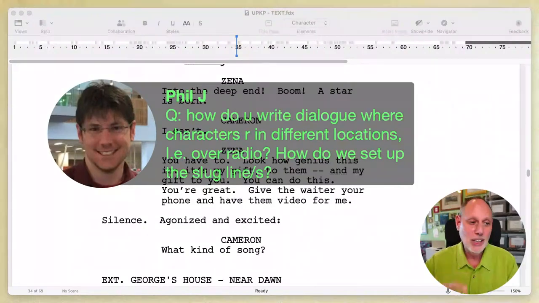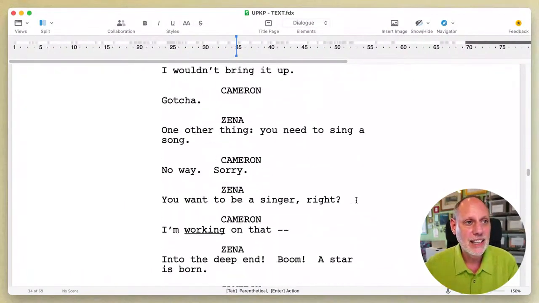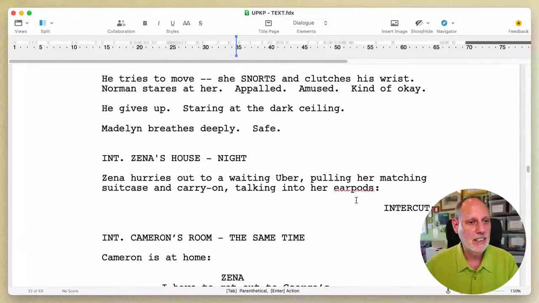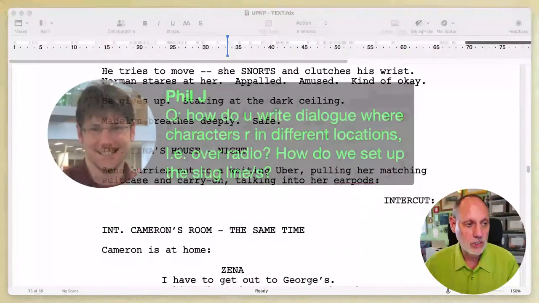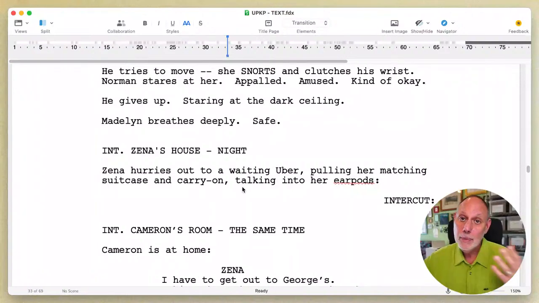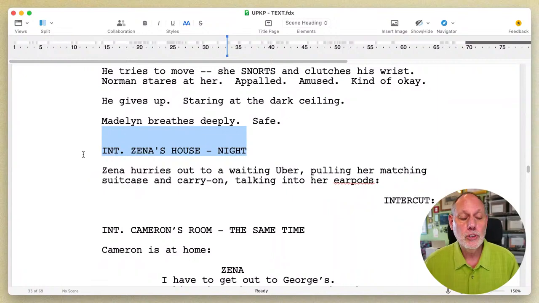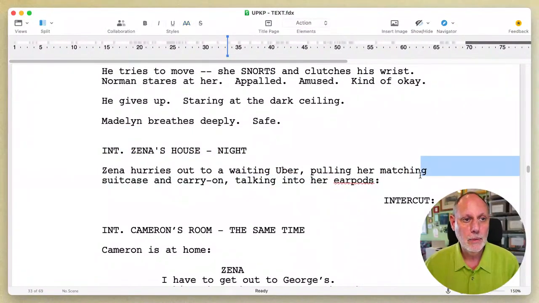Phil J., you came to the right place because I am writing a scene like that right now. There are two characters. This is a phone call, which is like over radio. It's the same thing. So the way I do it, there are many ways people do it, but this is the way I do it. You have your slug line for location one, where Zena is in her half of the scene. You're going to intercut between her and Cameron. So Zena's house, night. Then I describe Zena, what she is doing, and she is talking into her ear pods.